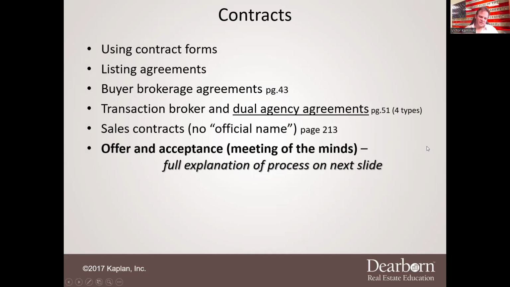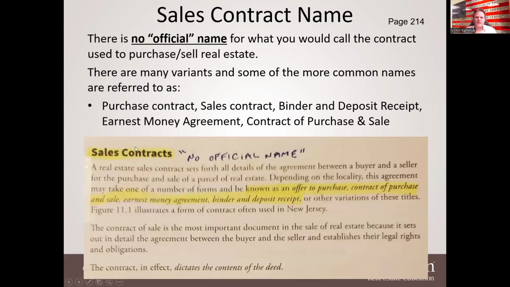Some people call it a sales contract. Some people call it a purchase contract. Some people call it a contract to purchase and sale. Some people call it earnest money binder agreement or many other names it may go by. There is no official name for it. Okay, so as you see here in the book, it's known as an offer to purchase, contract to purchase and sale, earnest money agreement, binder and deposit receipt, yada, yada, yada. Call it whatever you want. There's no official name to the contract. It's the contract, I guess you could call it.